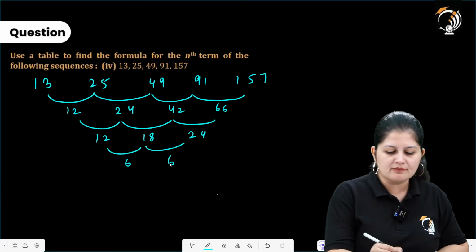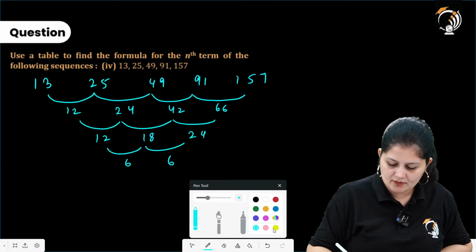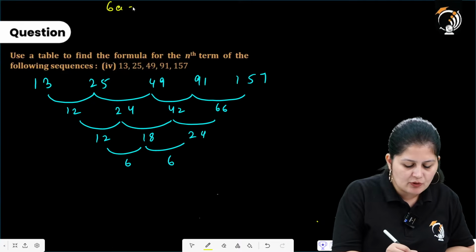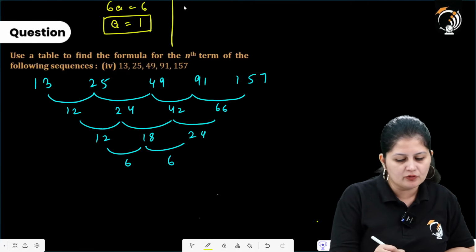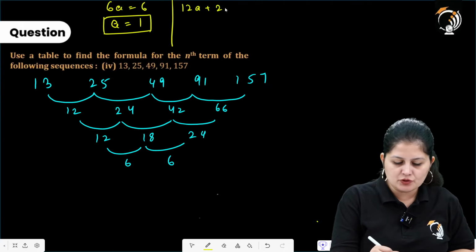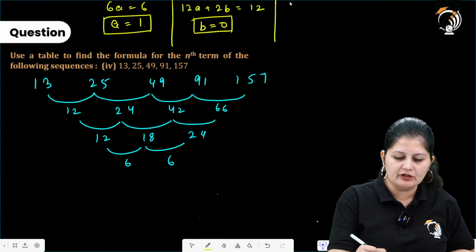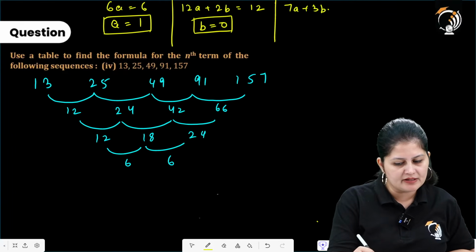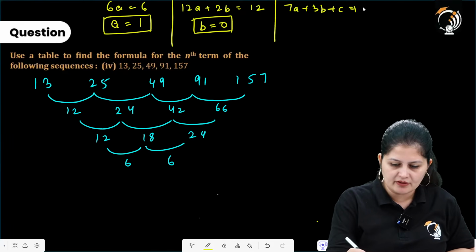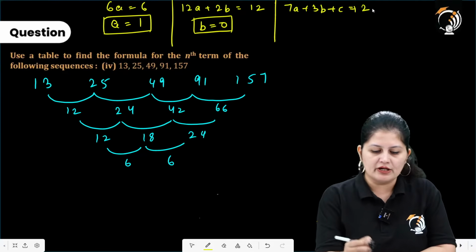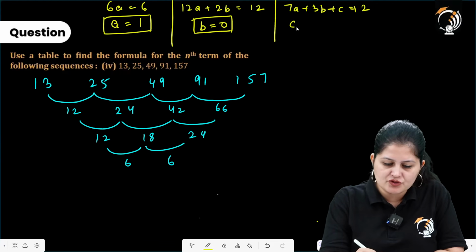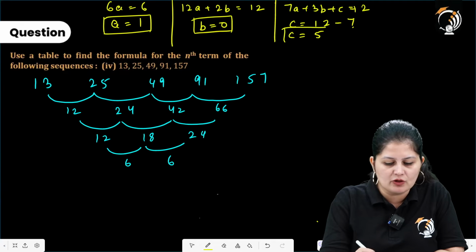So we are going to do the same thing. We'll have 6a is equal to 6. So we will be getting a is equal to 1 here, right? Later on we'll do 12a plus 2b would be equal to 12, right? So we are going to get b is equal to 0 now. Further, we'll do 7a plus 3b plus c is equal to 12 here again, right? So later on, substituting the value, c is going to be nothing but 12 minus 7. So we are going to get the value of c is equal to 5.